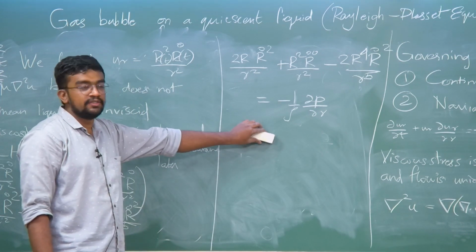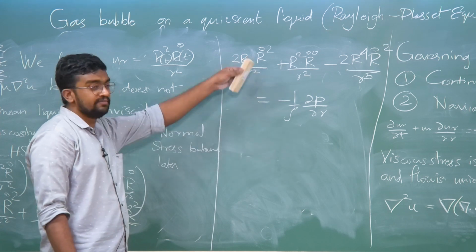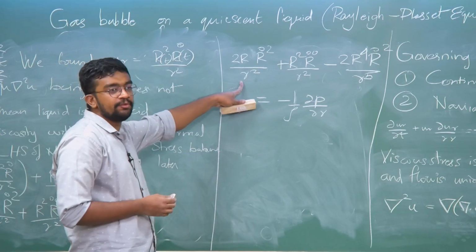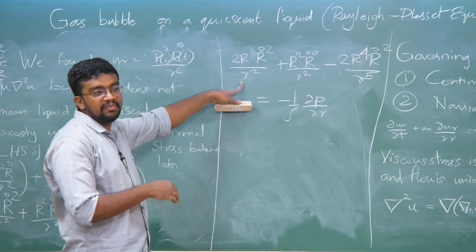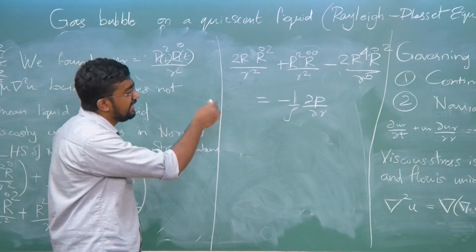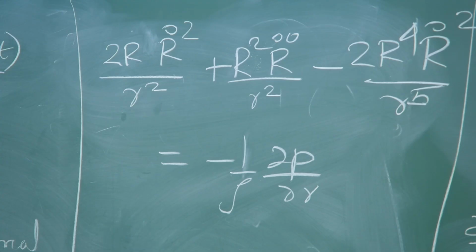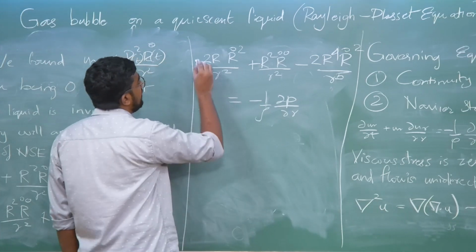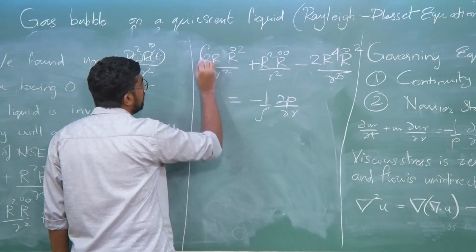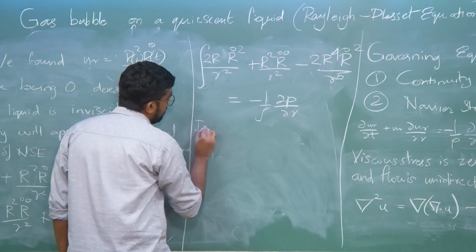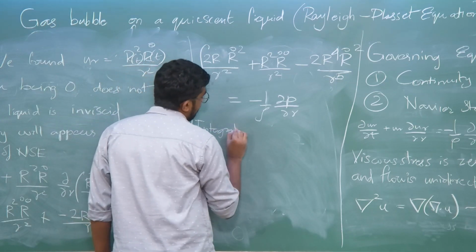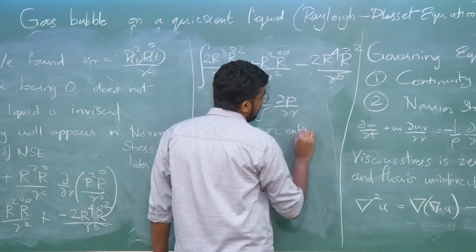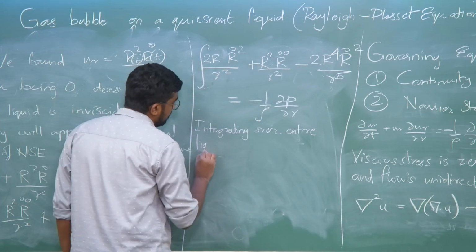This is our Navier-Stokes equation after substituting the ur value. We can see here that the radius variation is still not apparent because we have this small r in the equation. So to eliminate small r, we will integrate this governing equation over the entire liquid domain.